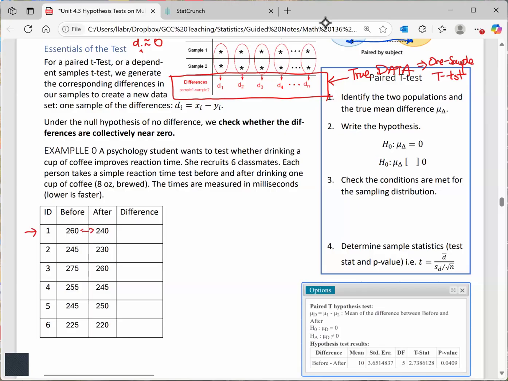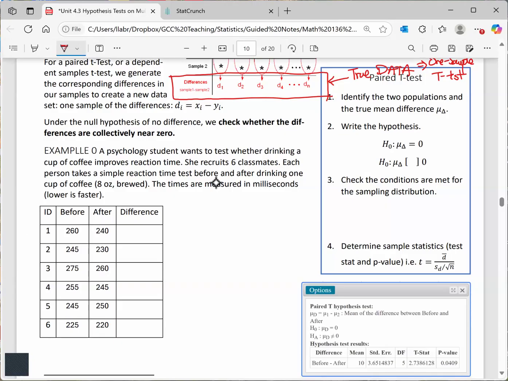And their reaction time afterwards is comparable. It's around 240. And you see that more or less holds in all of these cases, 245 and 230, 275 and 260. Now we take a look at person 6. This person is fairly quick, 225 versus 220. You can see that the reaction time did improve a little bit, but they're very fast before and after. So this helps to control for that subject-to-subject variability. And remember that really what we're interested in is the difference.